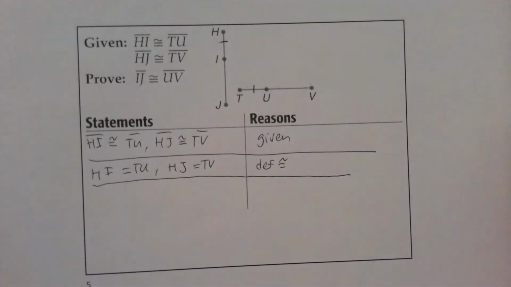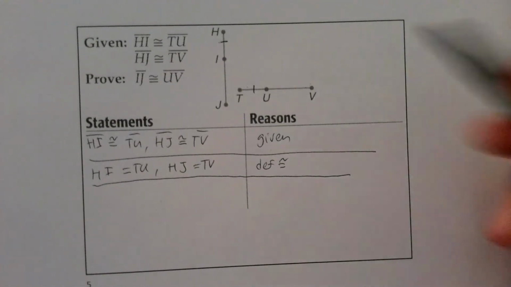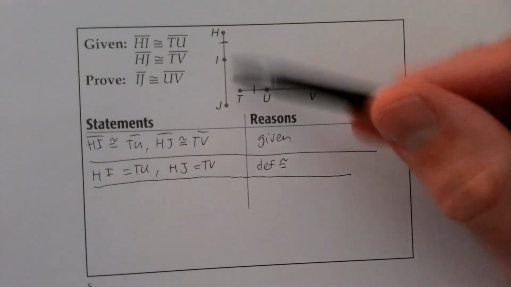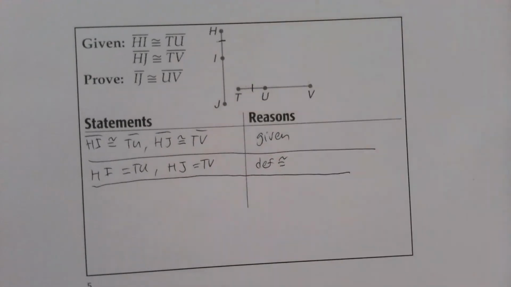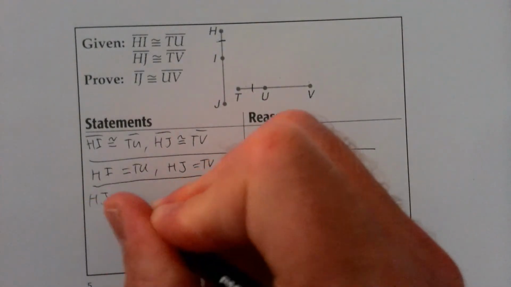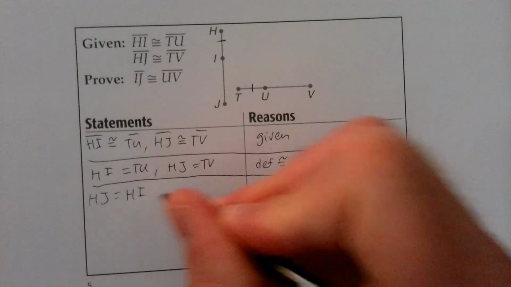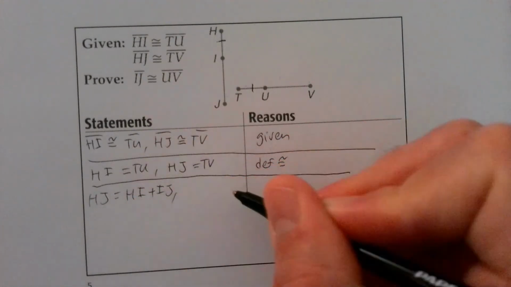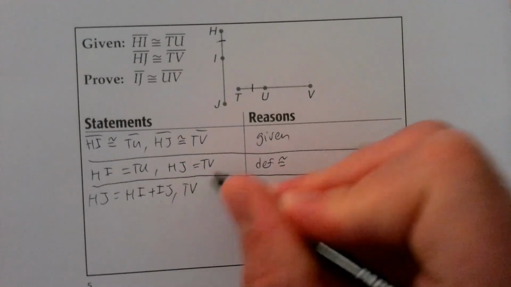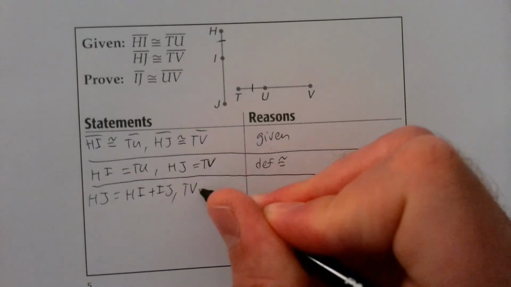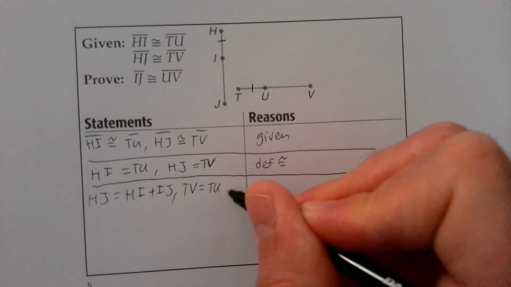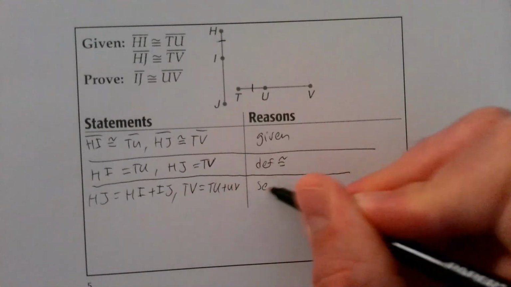Now, just like with pretty much every segment proof we do, we need to use that segment addition postulate somewhere. We want to talk about what is HJ made up of and what is TV made up of. Made up of two different parts, each of them. So I'm going to say HJ is the same as HI and IJ, and TV is the same as TU added to UV. That segment addition postulate.